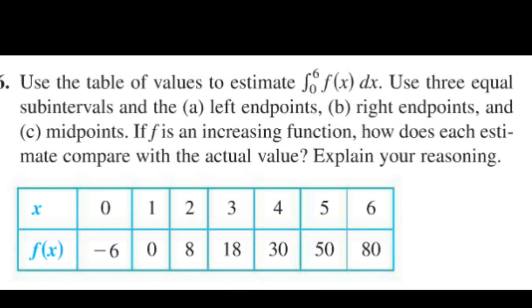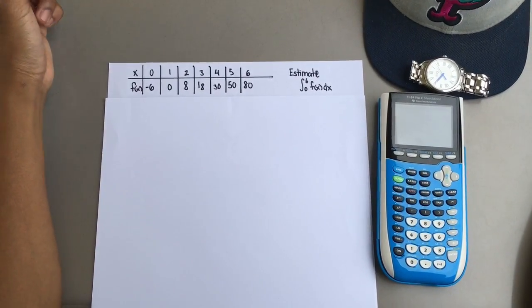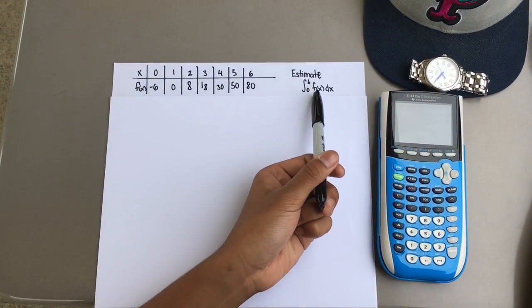So this is the problem. Use the table of values to estimate the integral of 0 to 6 f of x dx. Use 3 equal subintervals in (a) left endpoints, (b) right endpoints, and (c) midpoints. If f is an increasing function, how does each estimate compare with the actual value? Explain your reasoning.